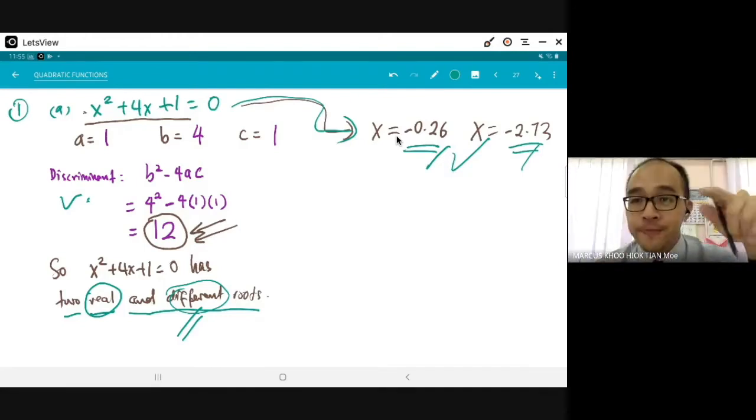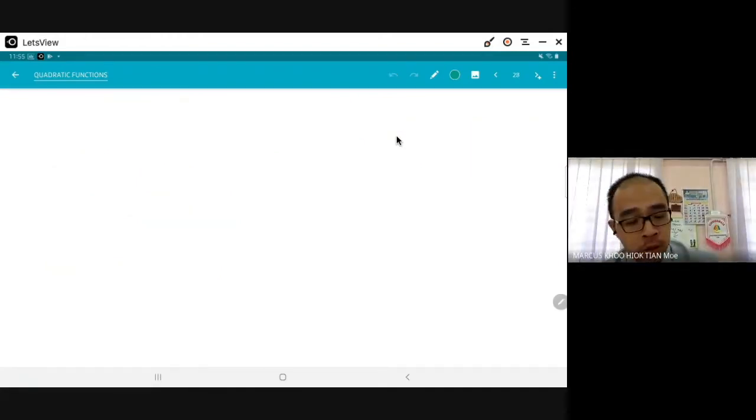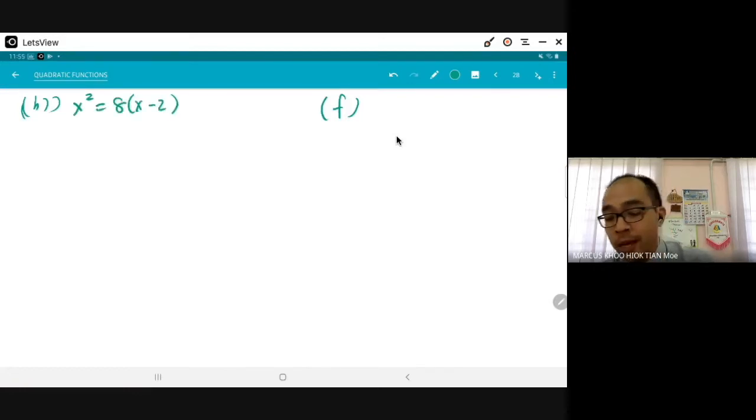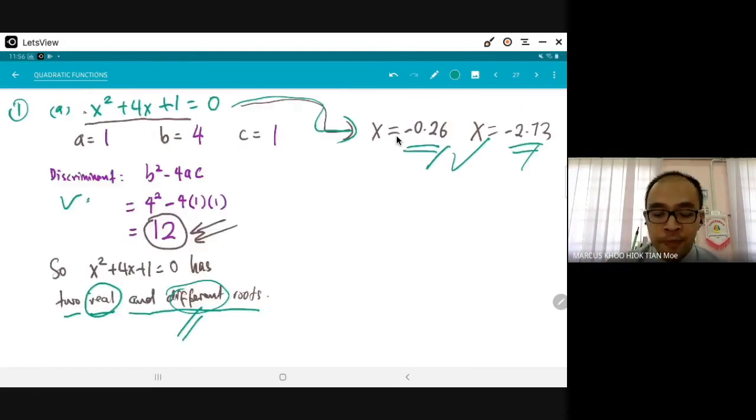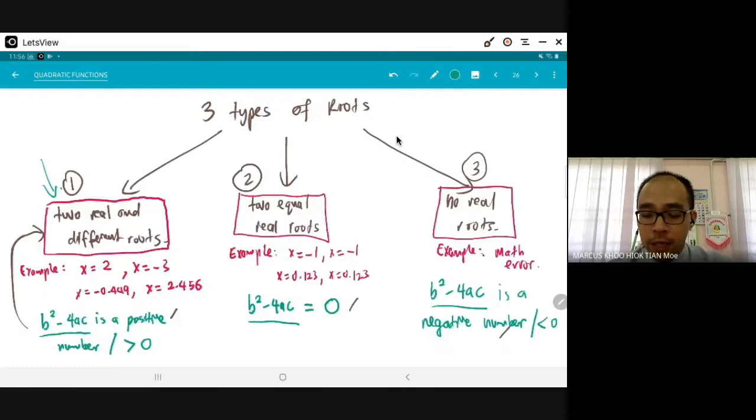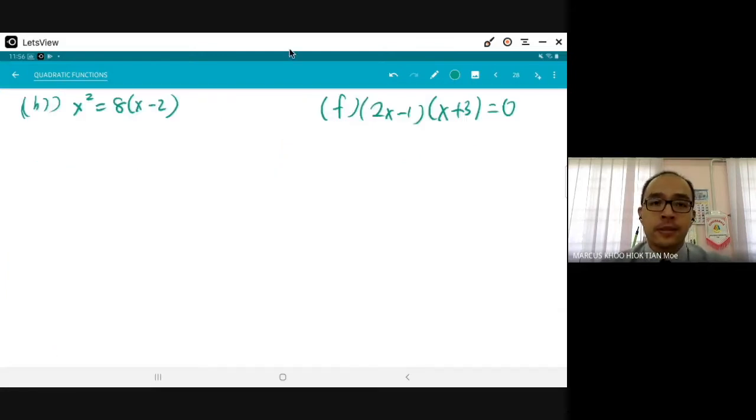Okay, alright. Why don't you try question B and question F? I want you to try question B and question F. B is x squared equals to 8 times x minus 2, and question F is 2x minus 1 times x plus 3 equals to 0. But guys, remember, before you determine A, B, C, make sure it is in this form, equals to zero. I give you 10 minutes to do this.